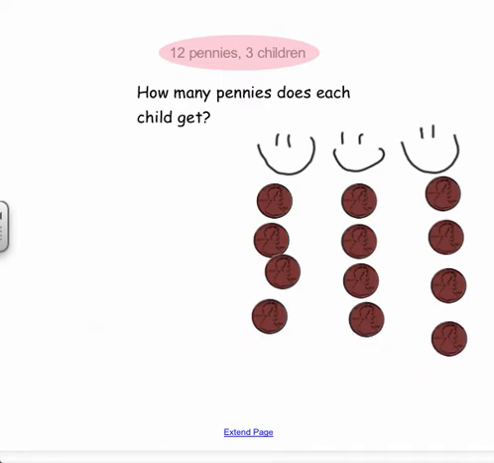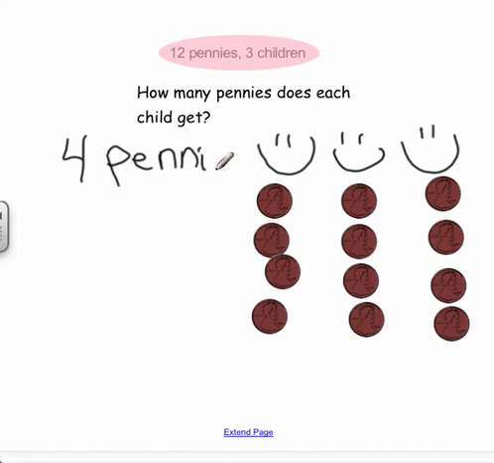All right, we are all out of pennies. Now when I look back at each person, I can see that each person gets 4 pennies. So the answer to the question is 4, and the unit is pennies.